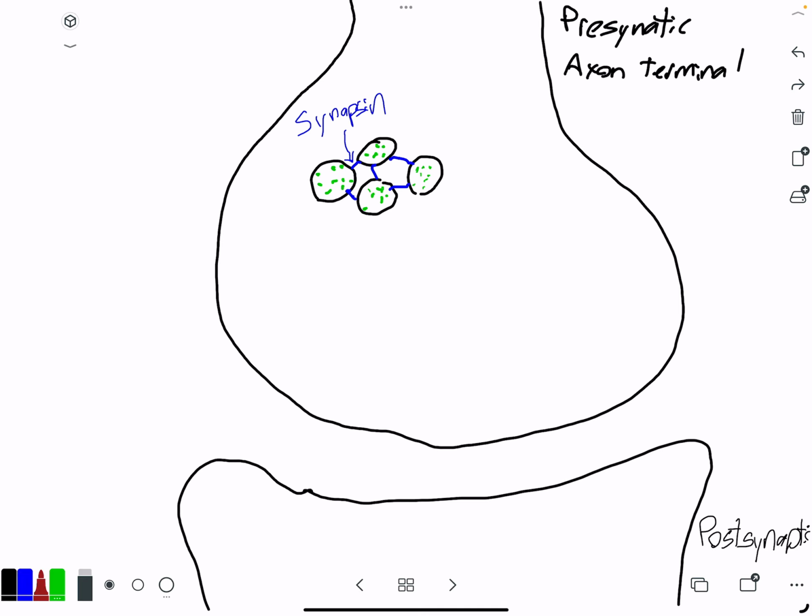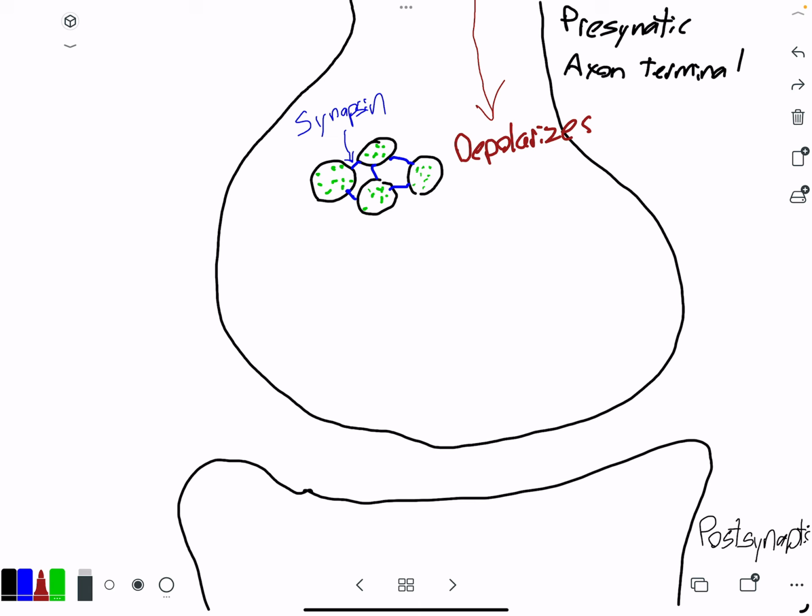So when an action potential comes down the axon and into our axon terminal, the local membrane does what? You should know that it depolarizes the membrane. There we have a wave of positive sodium ions coming down into the axon terminal, depolarizing our membrane.